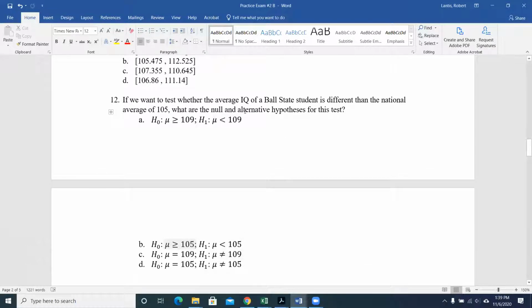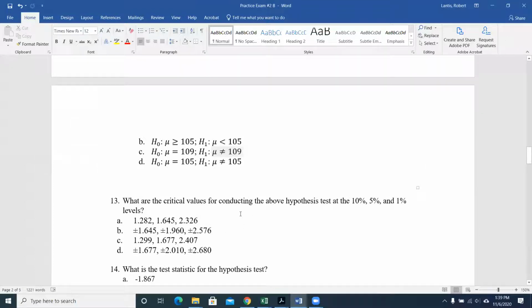So if this was different than, right, we have a not equal to sign. What type of test do we have? One or two-tailed? Two-tailed, right? Because I have a not equal to sign in the alternative hypothesis, I have a two-tailed test. So how would I find the critical values? We already said we're using that standard normal distribution, right?